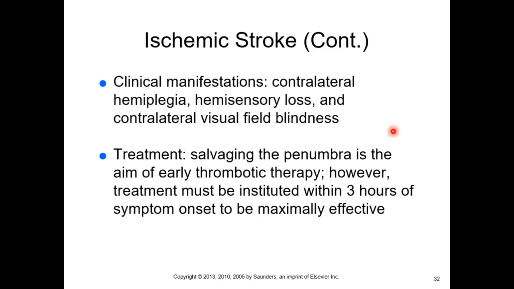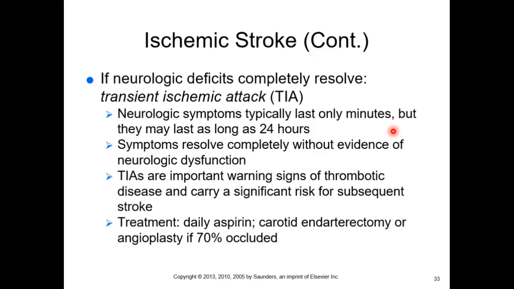And I kind of mentioned TIAs. The neurologic symptoms of TIAs should only last a few minutes. They should resolve completely with no evidence of neurologic dysfunction. And they are warning signs. If you've had one TIA, you might have another TIA, you might go straight to stroke. There's a very, very high risk of a subsequent stroke. So if somebody has had a TIA, they can do some preventative things like daily aspirin to thin their blood and make it less likely that they develop clots.